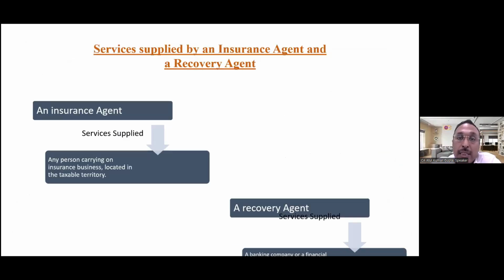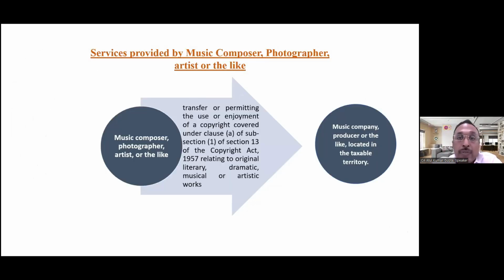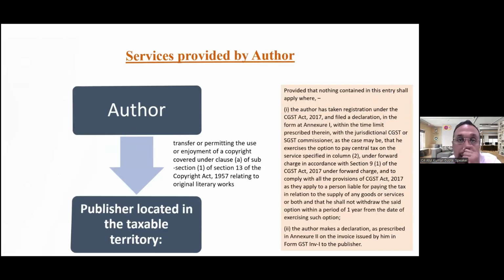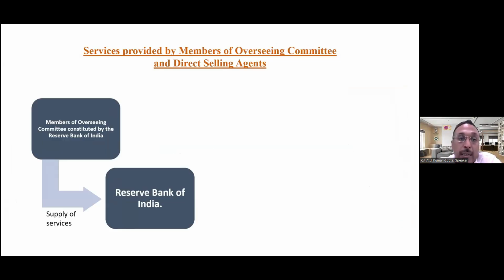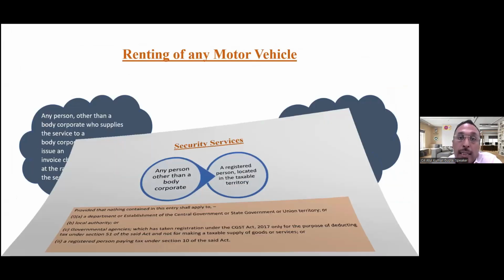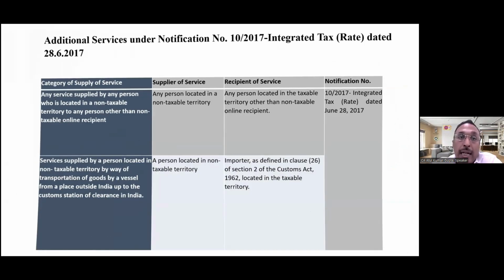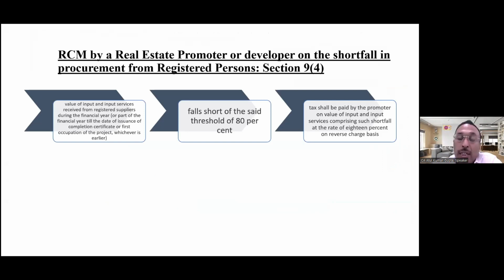Likewise, there are many other services. For example, recovery agent services, and then we have services provided by a music composer, authors, and direct selling agents, and then the business correspondent. We have security services also. Then the renting of a motor vehicle, rent a cab, lending of securities, and many others. So, my dear friend, what I wish to convey is that it's very, very important to understand that there are many services wherein the liability to pay the GST has been shifted to the buyer rather than the supplier.